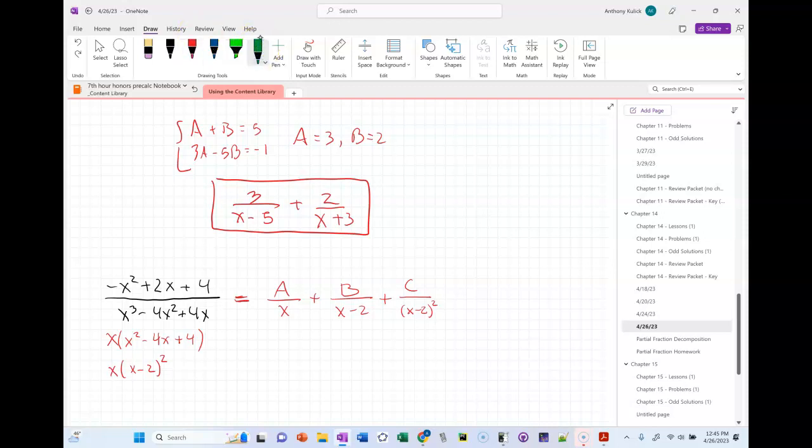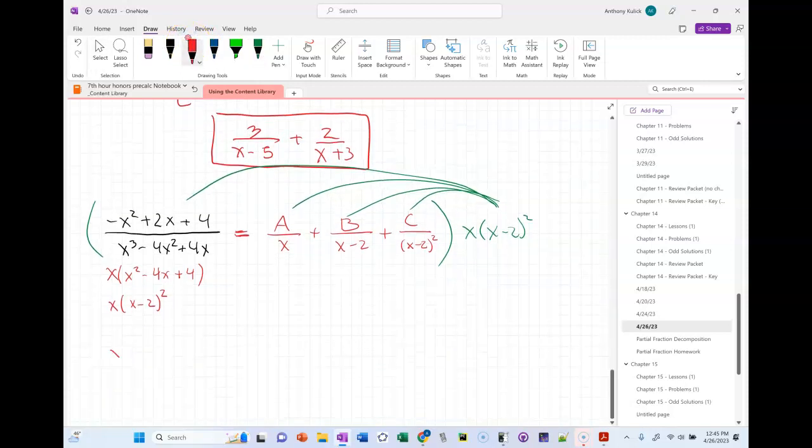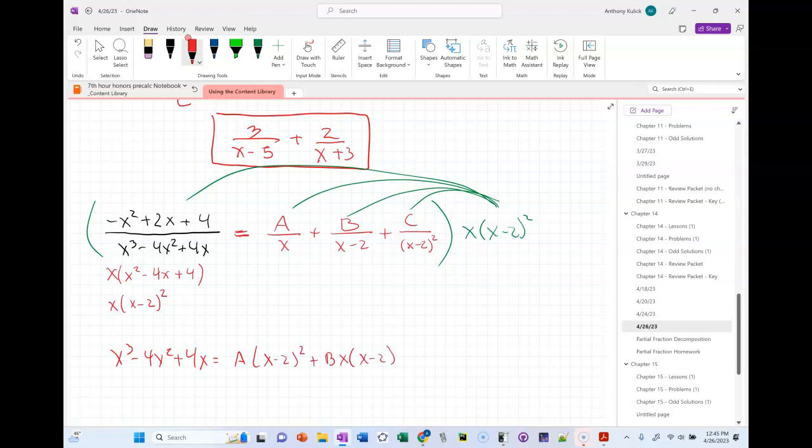All right. And then we multiply both sides of our equation by x times x minus 2 squared, the denominator. And I multiply to the fraction and then each of my 3 partial fractions. So I have x cubed minus 4x squared plus 4x equals a times x minus 2 squared plus bx times x minus 2 plus cx.